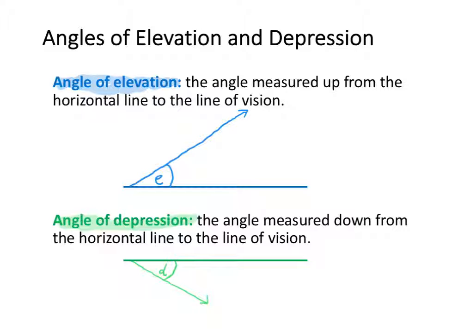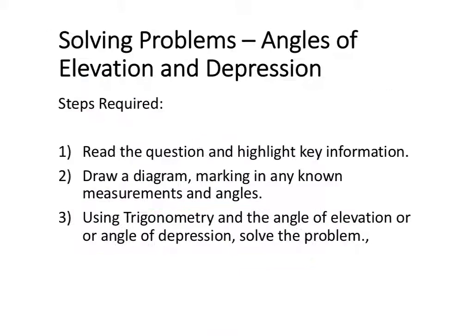So let's have a look at some steps to calculate the angle of elevation and depression and use them to solve problems. So the first step when solving problems involving angles of elevation and depression is to read the question and highlight any key information. Now this information could be a distance or an angle that is provided to you in the question. The second step is to draw a diagram. Now that diagram would normally involve a triangle, and mark down any known measurements or angles.